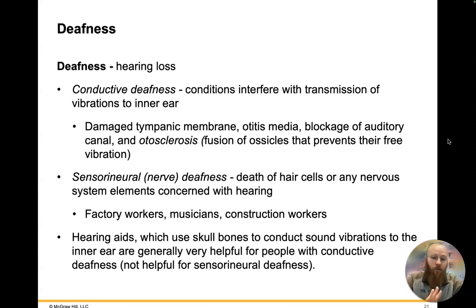And that's because we have hearing aids, right? These basically use skull bones to actually help conduct sound vibrations to the inner ear. Because it's going to help conduct vibrations, those are going to be really good for conductive deafness, but not so much for sensorineural deafness, right? So if we have that permanent loss of hearing because the hair cells themselves are damaged, that's going to be more or less permanent, right? That's why you definitely want to take good care of your ears and wear the proper protection.